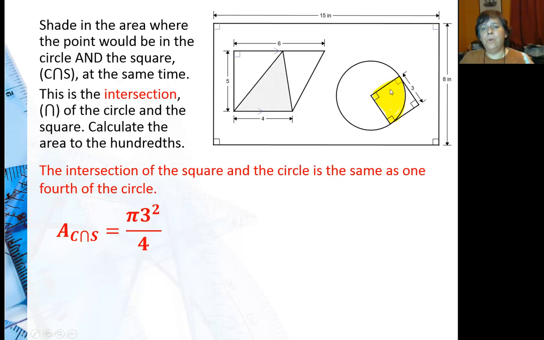So this intersection is just 1/4 of the circle. You almost have to reason that one out. There's nothing that says you're just going to do 1/4 of a circle. You can look at it and see that this area is actually 1/4 of the circle. So it's pi r squared, in this case 3 squared, all over 4, or 9 pi over 4, and when you get your calculator, this area is 7.07 inches squared.